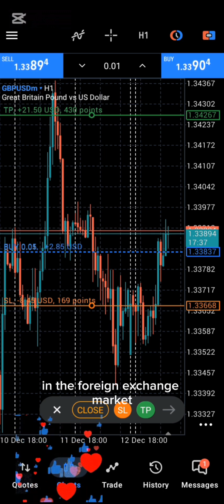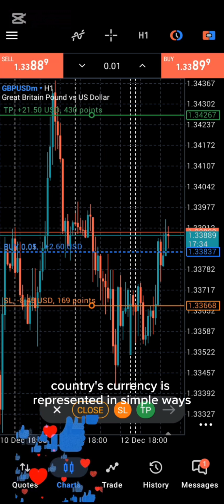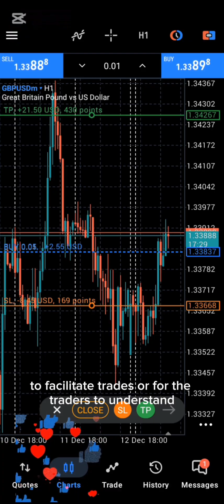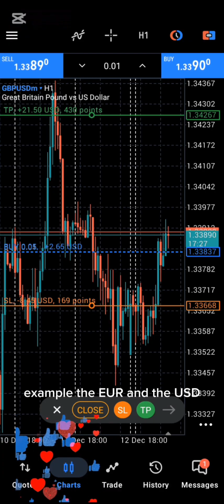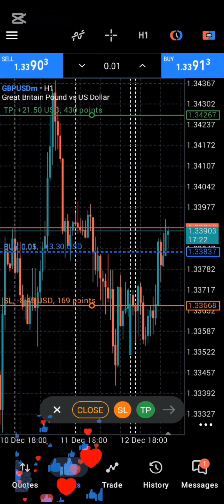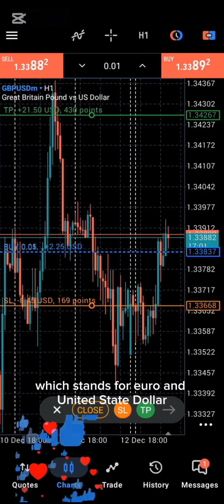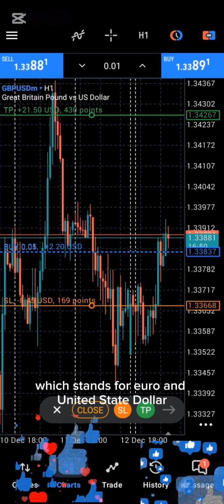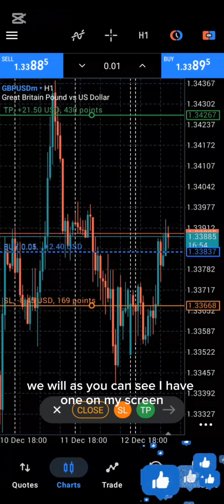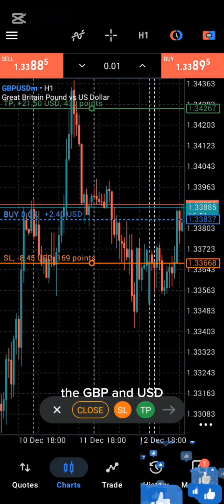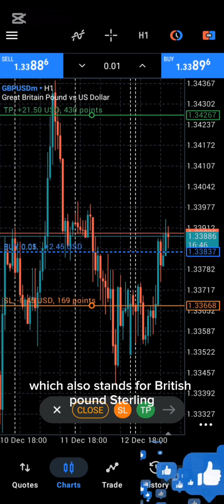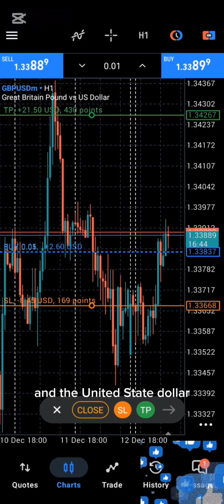In the foreign exchange market, countries' currencies are represented in simple ways to facilitate trades or for the traders to understand, e.g. the EUR/USD, which stands for Euro and United States dollar. And other examples, as you can see, I have one on my screen, the GBP/USD, which also stands for British pound sterling and United States dollar.